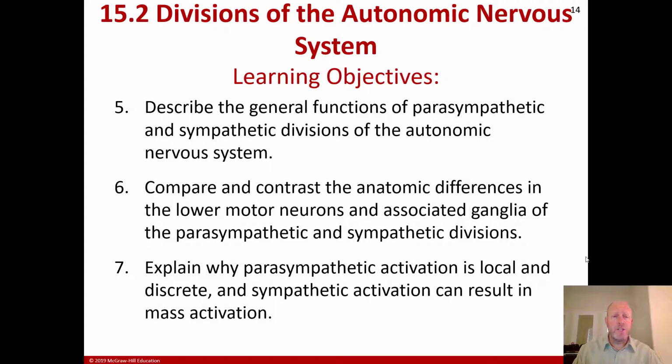All right, we're now going to be talking about section 2 of chapter 15 of the autonomic nervous system, now talking about the divisions of the autonomic nervous system. The learning objectives for this section are to be able to describe the general functions of parasympathetic and sympathetic divisions of the autonomic nervous system, compare and contrast the anatomic differences in the lower motor neurons and associated ganglia of the parasympathetic and sympathetic divisions, explain why parasympathetic activation is local and discrete, and sympathetic activation can result in mass activation.